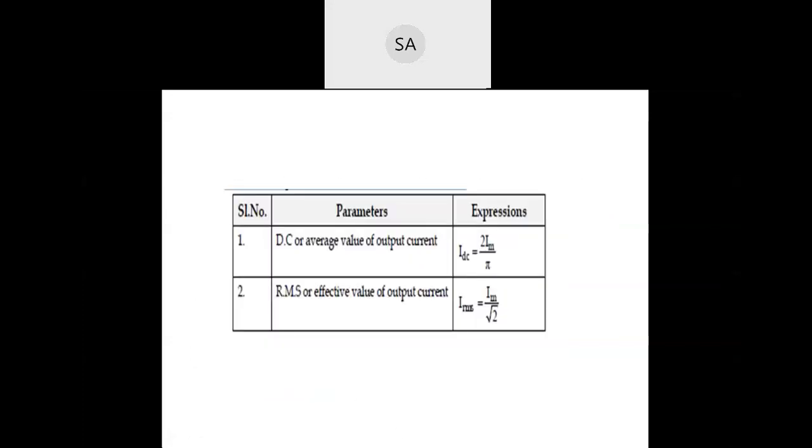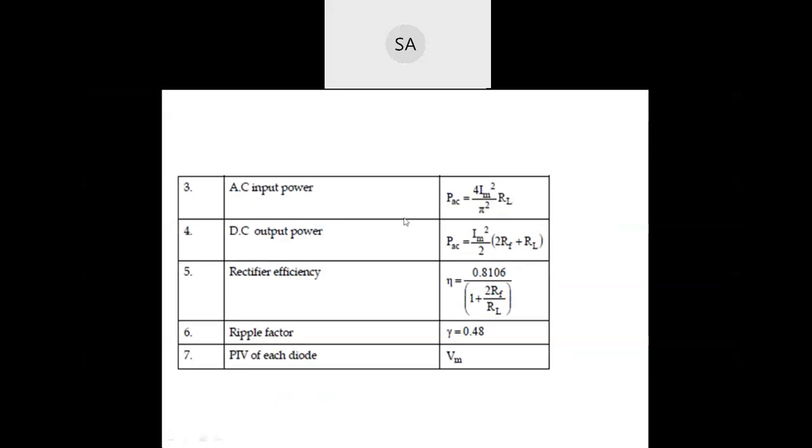So let us discuss these parameters. IDC is the average value of output current. IDC is equal to 2Im by pi. IRMS is equal to Im by root 2. Similarly, the AC input power PAC is equal to IRMS square into (2RF plus RL). So here IRMS is equal to Im by root 2. So (Im by root 2) whole square into (2RF plus RL). That is, Im square by 2, into (2RF plus RL).